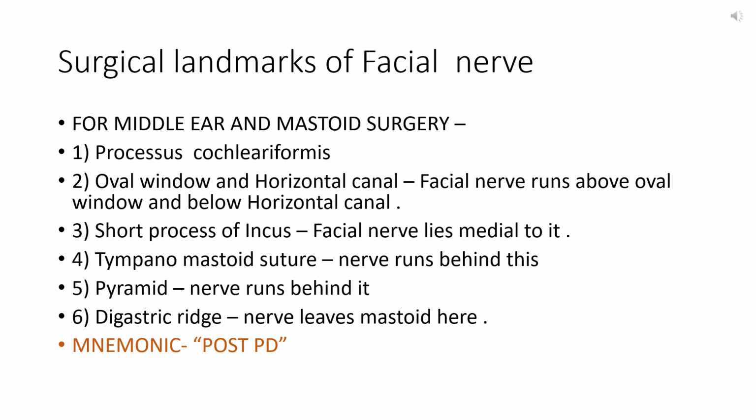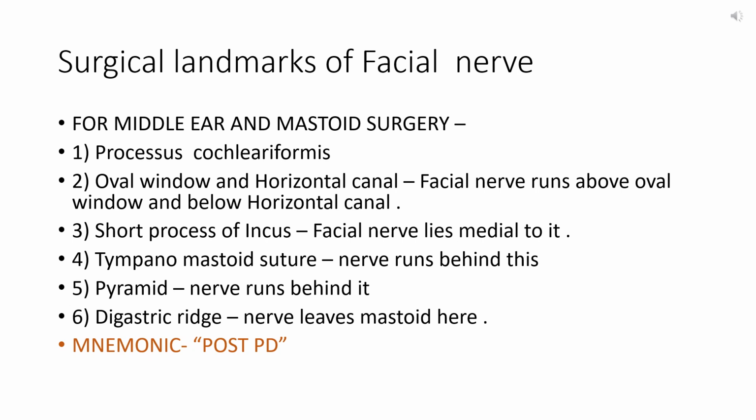First is the processus cochleariformis. Second is the oval window and horizontal canal. The facial nerve runs just above the oval window and it lies deeper below the horizontal canal. So it is very important. Third is the short process of incus. Why is it important? Because the facial nerve lies medial to the short process of incus. Fourth is the tympanomastoid suture. The nerve runs behind this suture.